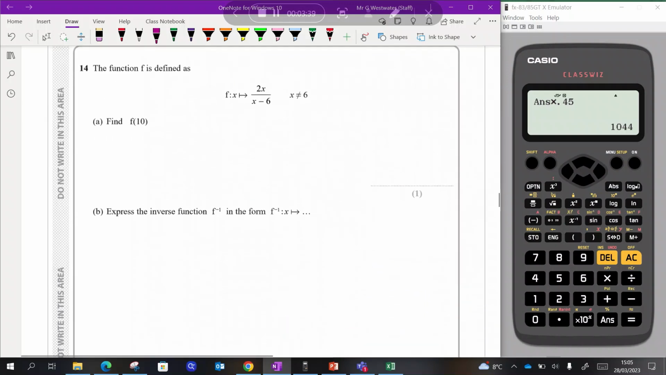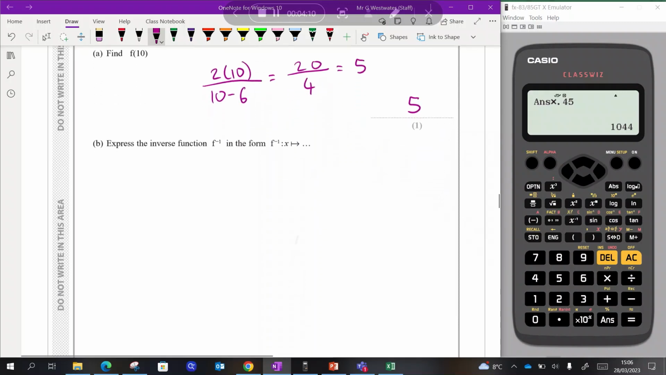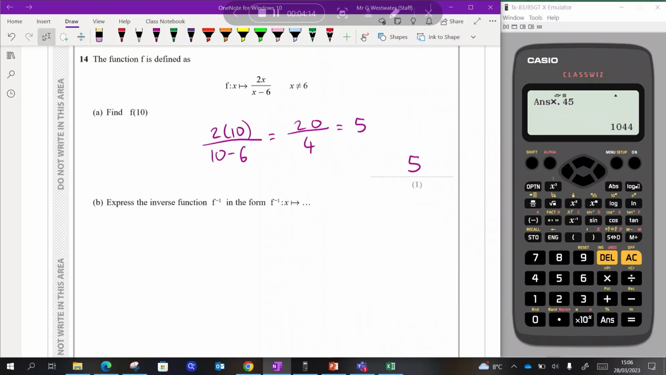On to question 14. So the function f is defined as f takes x to 2x over x minus 6. Find f of 10. So this is where I am inputting 10 into this function. So it becomes 2 times 10 over 10 minus 6. So that's 20 over 4, 5. Okay. And question 14b, this is where some people forgot their functions. This notation means inverse function. It's nothing to do with timesing by -1.